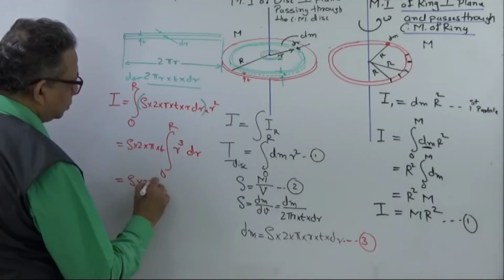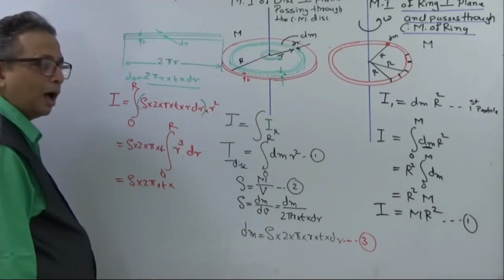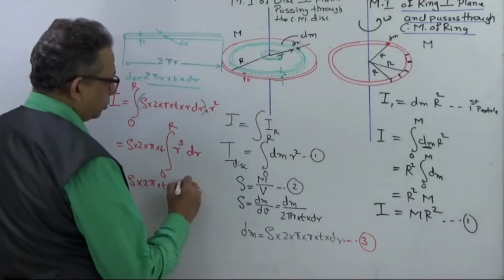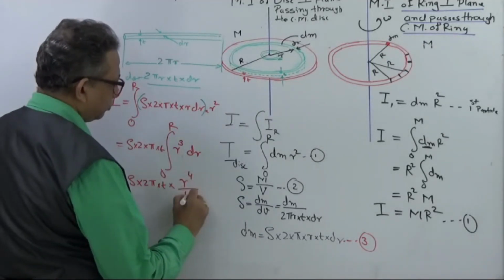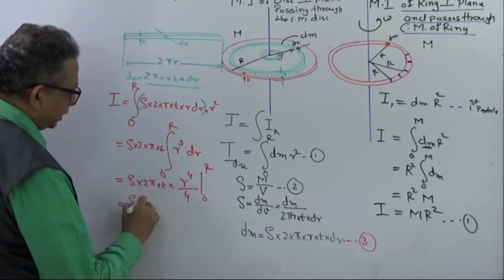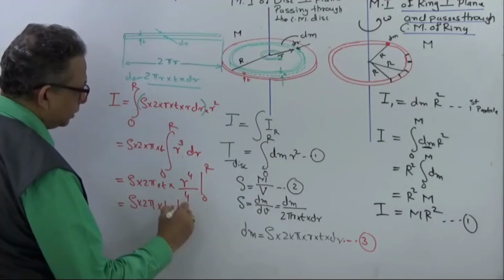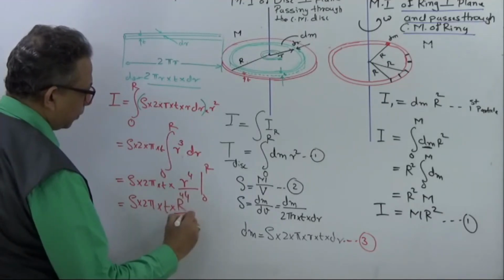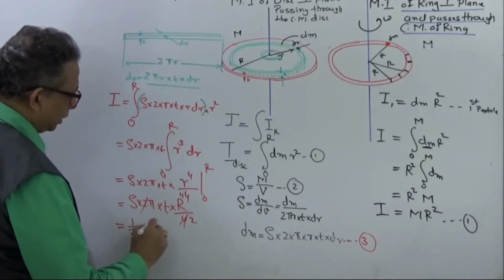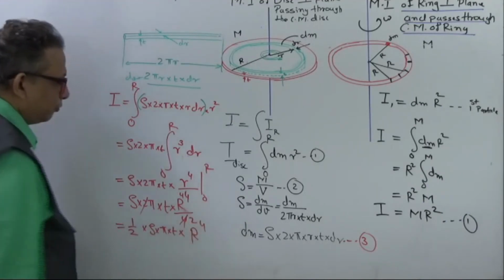So what is the integration of this? Density into 2 into pi into t into r raised to n. Integration is r raised to n plus 1 upon n plus 1. Okay, so it is going to be r raised to 4 upon 4 from 0 to R. Now replacing this, it will be capital R raised to 4 upon 4. This will get cancelled, so I will have 1/2 into density into pi into t into R raised to 4.